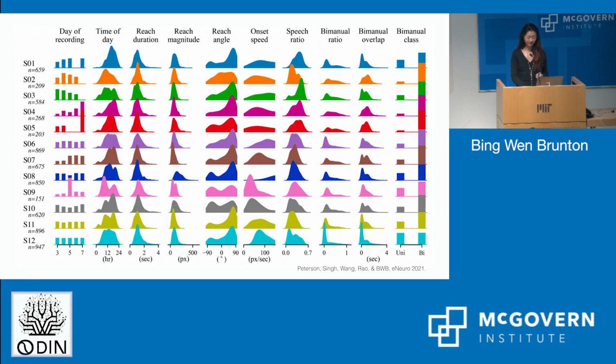We also characterized a bunch of things, like how often they were moving and talking at the same time. If they're like me, I'm always talking and moving my arms at the same time, so my ratio will be really high in that context. And we also looked at things like whether or not they tended to move with one arm or both arms and stuff like that, okay?